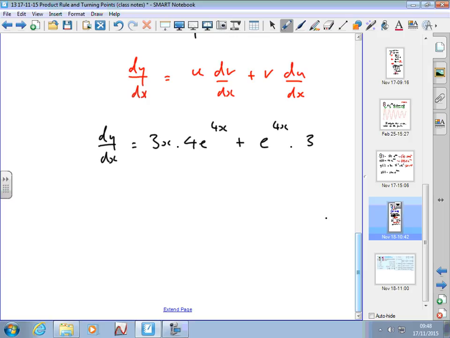And then I use little rules of algebra to try and tidy this up. If I'm then going to go on and try and find turning points associated with this, in other words, let this equal 0, you'll make life a lot easier for yourselves if you simplify this down. So if you look at it, 3 times x times 4 times e to the 4x, I can multiply the 3 and the 4 together to get 12. So that's 12x e to the 4x plus 3 e to the 4x.